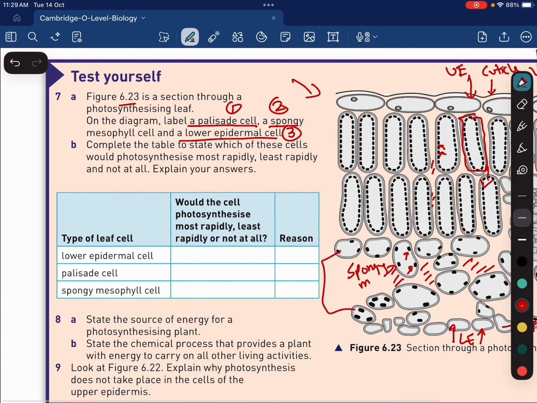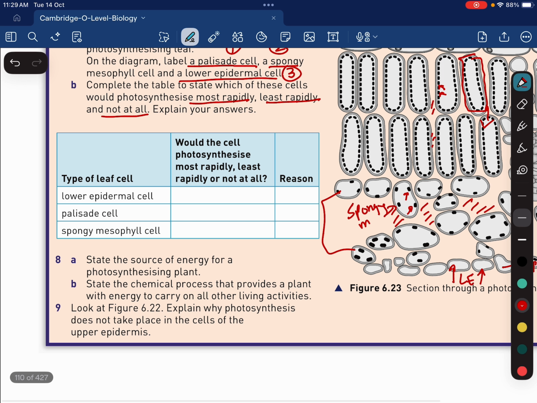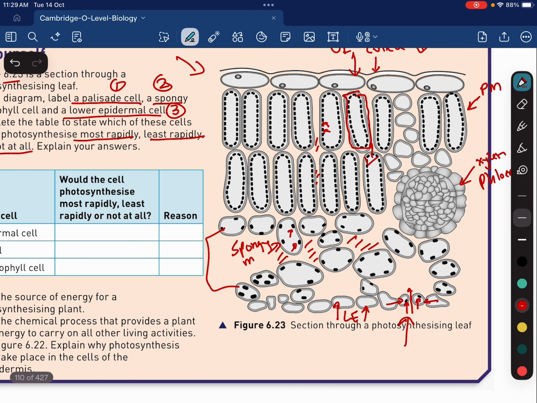All right. B, complete the table. State which of the cells would photosynthesize most rapidly, least rapidly, and not at all. Explain your answers. So they want us to tell which one of these cells photosynthesizes the most rapidly, least rapidly, and not at all. Now, very simple. You know what's the logic, what's the concept? Just look at which cells have the most amount of chloroplast present, which means they will be photosynthesizing the most, and see which ones have the least or which have none.